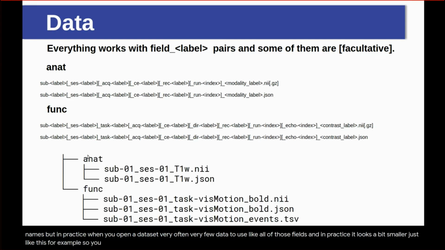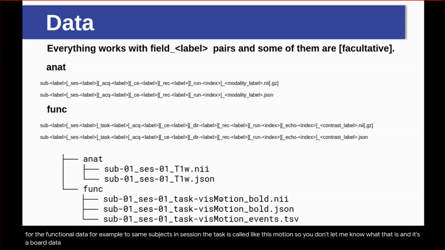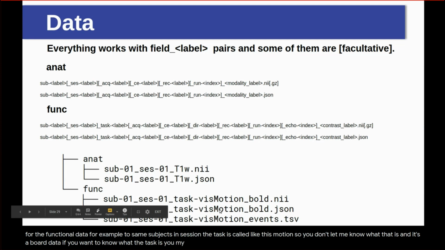So you have an anatomical folder, and this is a T1 weighted image from subject 1, session 1, and this is the JSON file that goes with it. And for the functional data, for example, it's the same subject, same session. The task is called something like viz motion, so you don't necessarily know what that is. And it's bold data. If you want to know what the task is, you might get more description in the JSON file that goes with it.